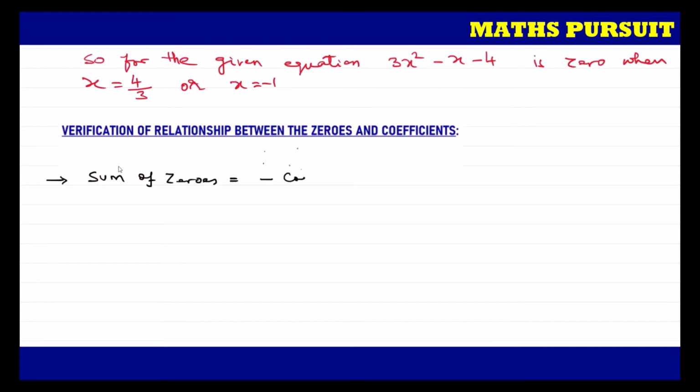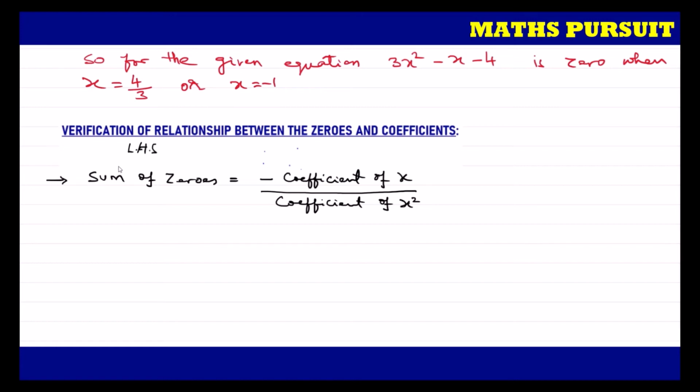minus coefficient of x upon coefficient of x to the power 2. Guys, this is a formula. We need to remember this one. This is the formula for the sum of the zeros: minus coefficient of x upon coefficient of x to the power 2.